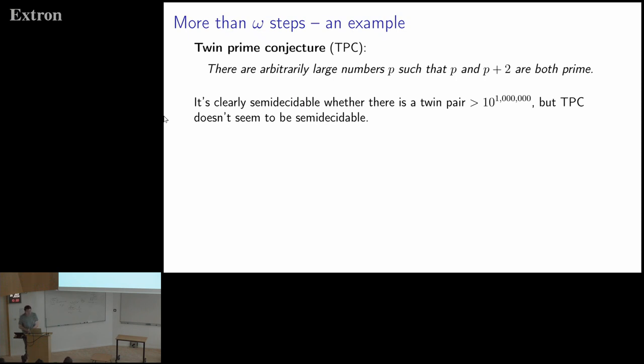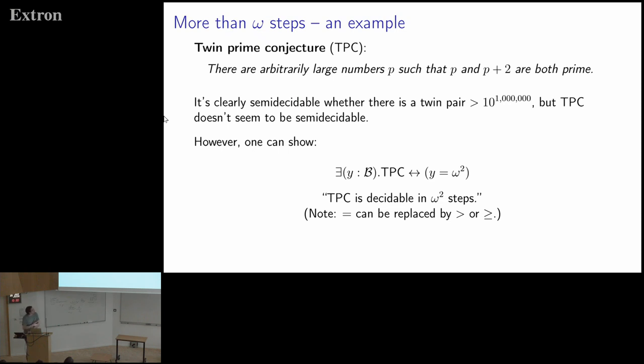I mean, clearly, if you ask me, is there a twin prime pair above a million, then of course this is semi-decidable, because I just check a million and one, and a million and three, and so on, and search until I find a pair of twins. But the question itself seems not to be decidable.